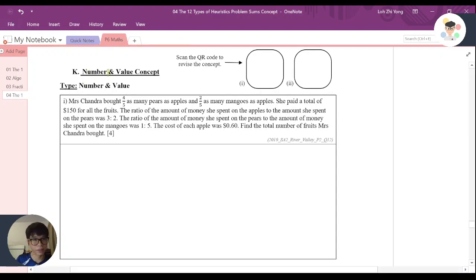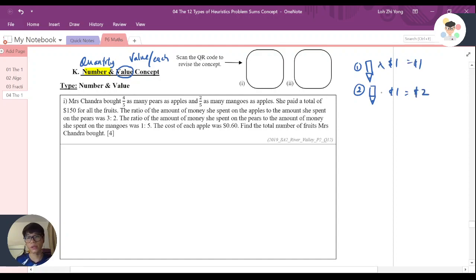Okay, let me just explain it. Number basically I mean here the quantity. And value basically I mean the value for each. So just for example, I bought a pencil. I have one pencil and it costs, for example, $1 each. So if I buy two pencils, then I know that the total price I need to pay is 2. Why? Because 1 times 1, 1 times 2, 2 times 1 in this case.